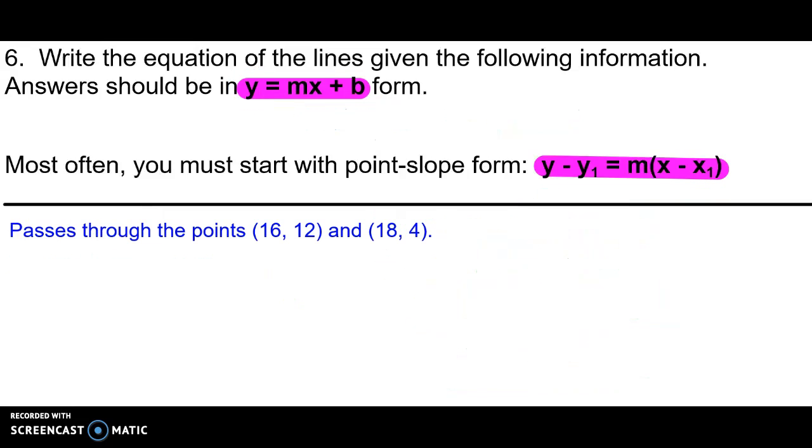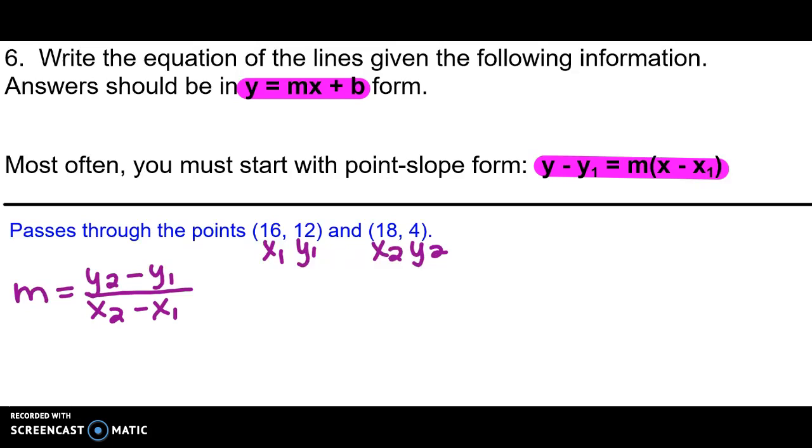All right, the next one, it says we're passing through the points (16, 12) and (18, 4). So unfortunately, this time they didn't give us the slope. They only gave us 2 points. So the first task will be to find the slope. So just like we did on question 1, we'll label our points x1, y1, x2, and y2. And then the first thing we'll have to do is calculate the slope. Remember, our formula is y2 minus y1 over x2 minus x1. That's just to get our slope.